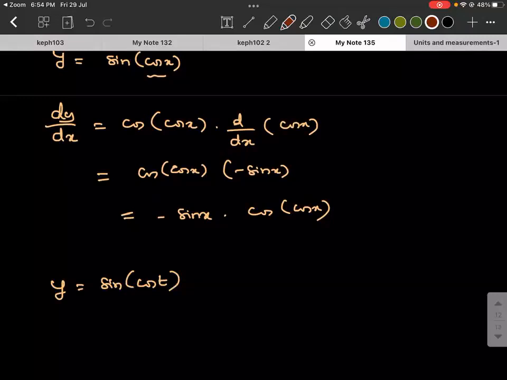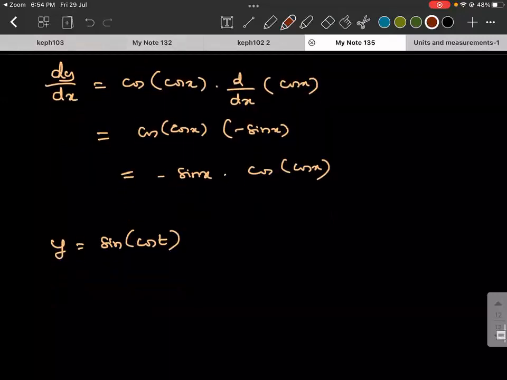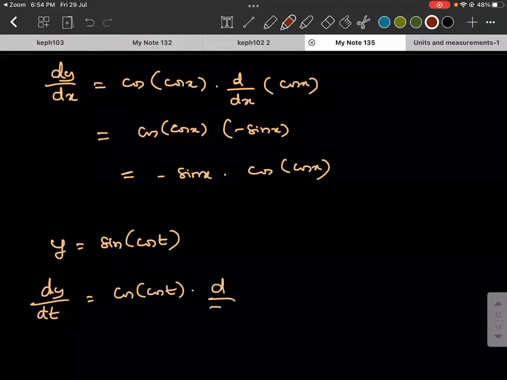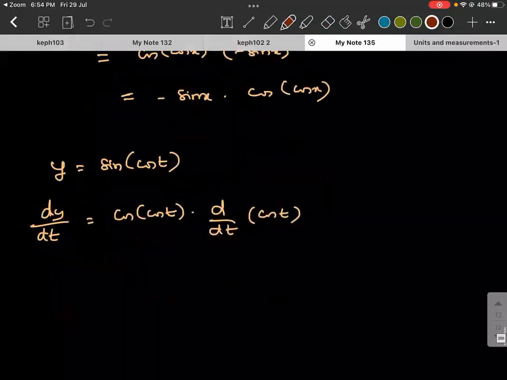That's it. Physics, maths, you deal with x. Physics, you deal with t. T is time. So dy by dt, what is it? Cos of cos t into d by dt of cos t. Are you able to understand what I'm saying? Okay, simple. Math you use x, physics you use t. Both are same. Cos of cos t into minus sin t. That's the same thing. X is replaced with t.